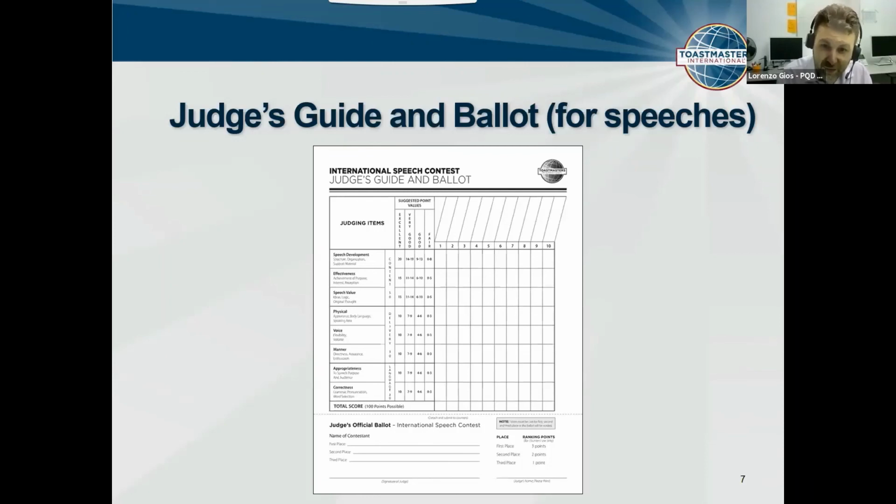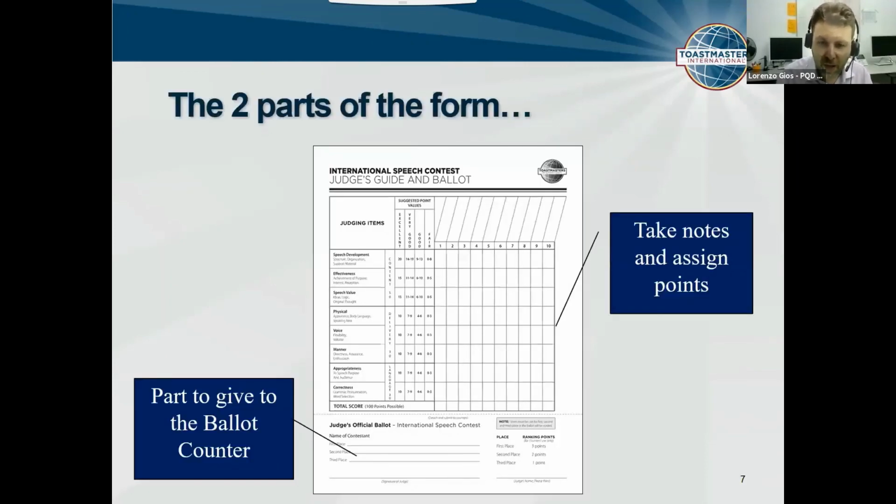And it's very relevant that everybody is using the form properly: the first part, which is about the points and the scoring, and the second part where they need to put the first, second, and third, sign, give the name, and only deliver this part to the ballot counter. Some of the normal problems are that they don't sign the form, so their vote cannot be used, or they don't use the judging criteria above to be objective.